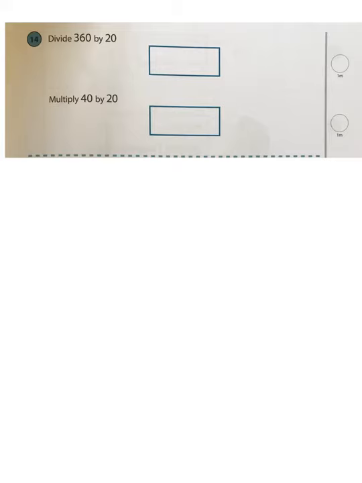Similar to a place value question, this one. 360 divided by 20. On the face of it, that looks quite a difficult sum, but you can make it easier. When you've got a 0 on both sides, they cancel each other out. It is the same as 36 divided by 2. What is the answer? 18. Good. Next one.